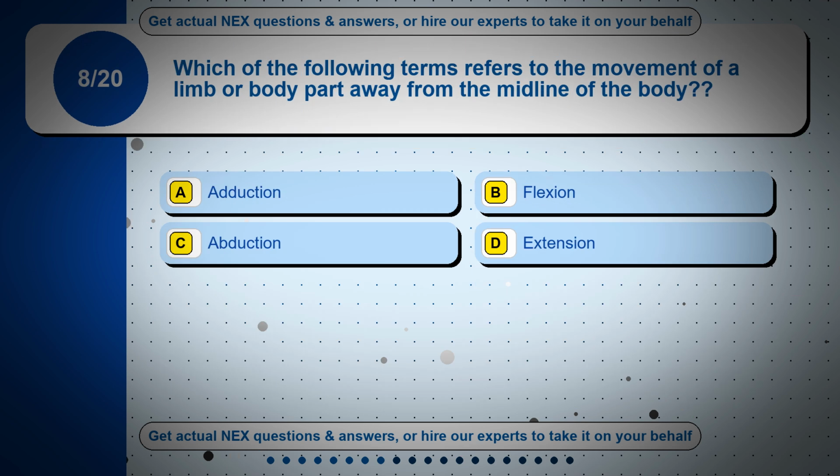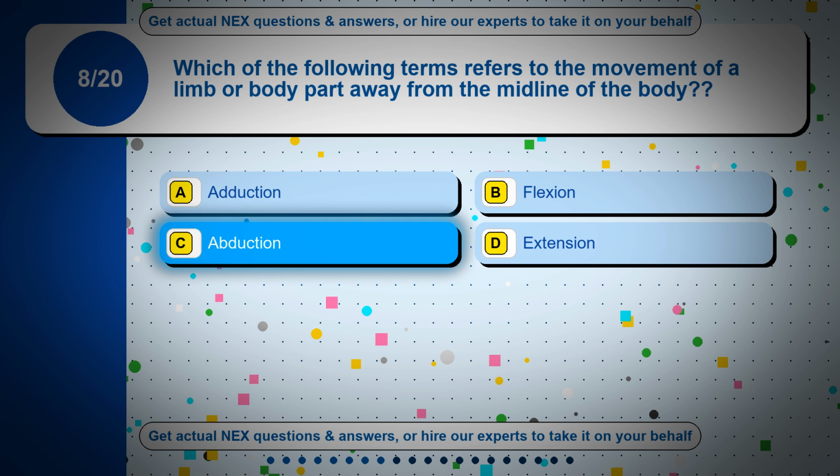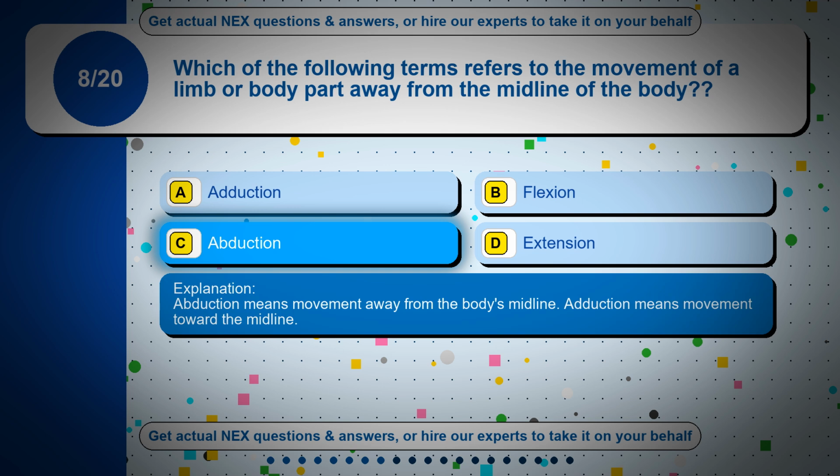Question 8. Which of the following terms refers to the movement of a limb or body part away from the midline of the body? Option A, adduction. Option B, flexion. Option C, abduction. Option D, extension. The correct answer is option C. Abduction. Abduction means movement away from the body's midline. Adduction means movement toward the midline.